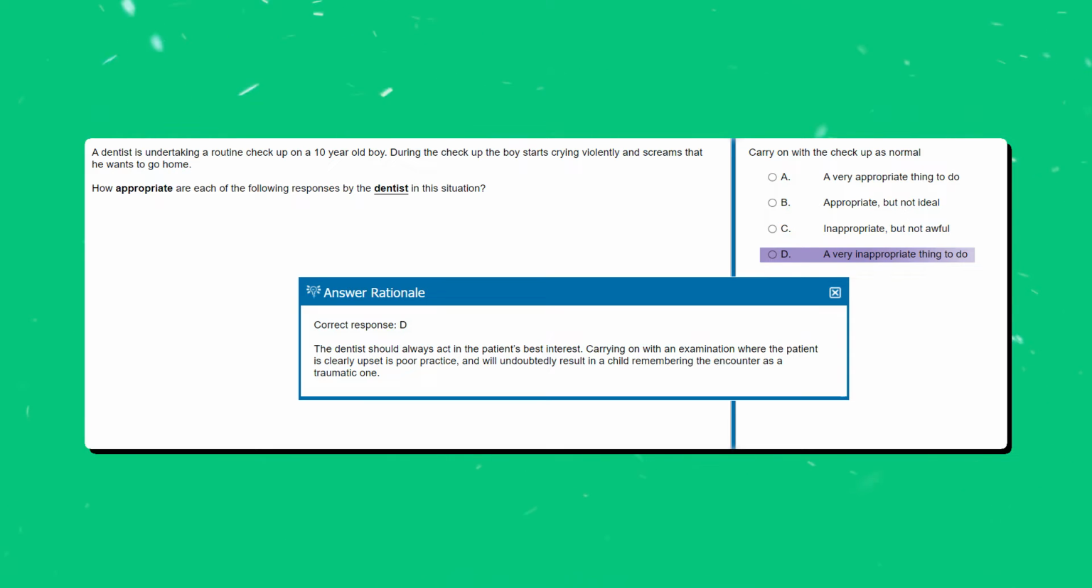And this is because the dentist should always be acting in the patient's best interests. The patient in this case is the child, and the child is obviously not having a great time. Carrying on with the examination while the child is in so much distress may have a very negative impact on the child and may result in the child remembering that experience as a very traumatic one.